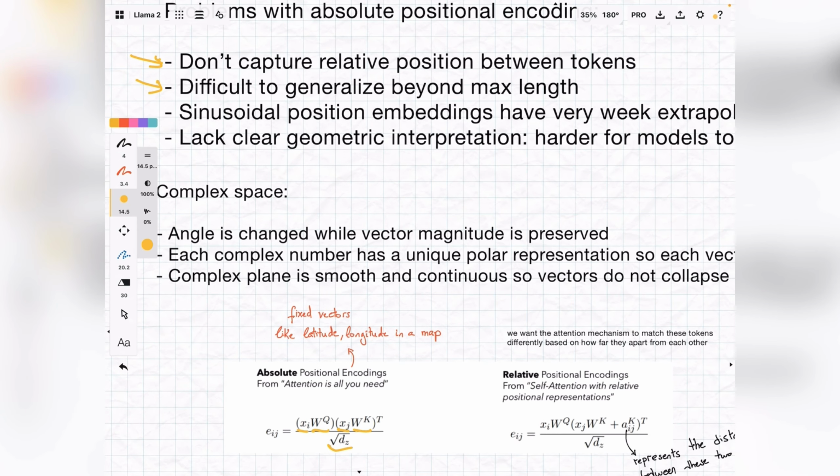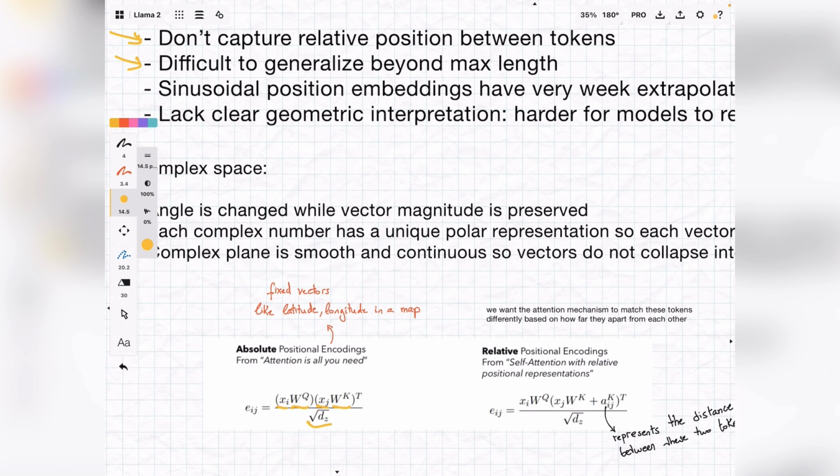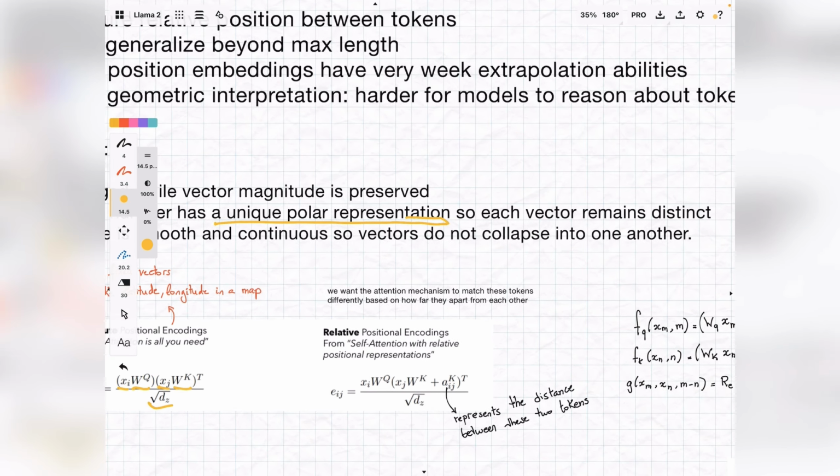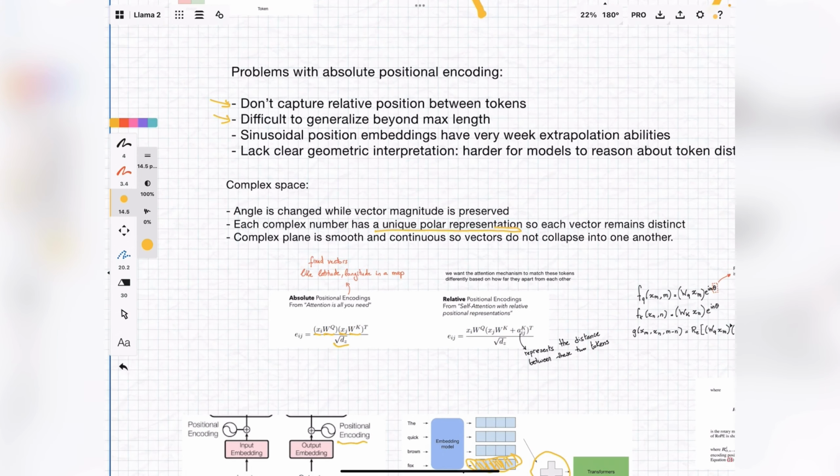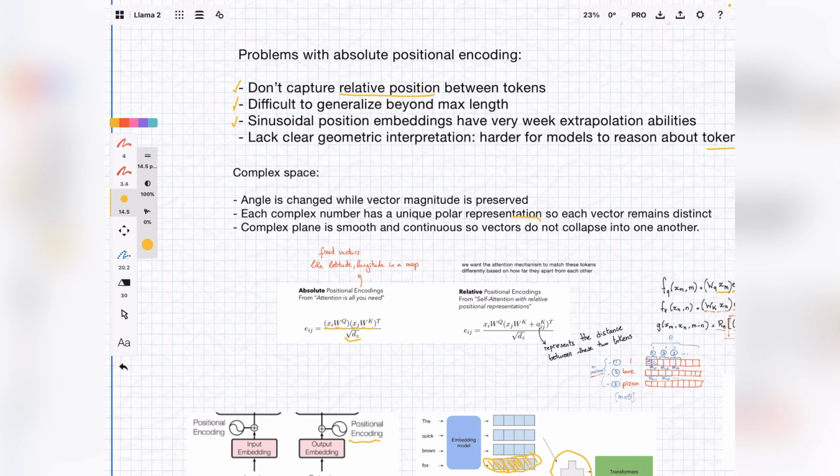There's also the issue of collapsing, which is not really there, because every complex number has a unique polar representation. So each vector remains distinct, and that's very crucial for us. And the complex plane, because there's an imaginary component, is very smooth, very continuous. So vectors are not going to collapse one into another. So we cannot use 2D because of all of these problems.